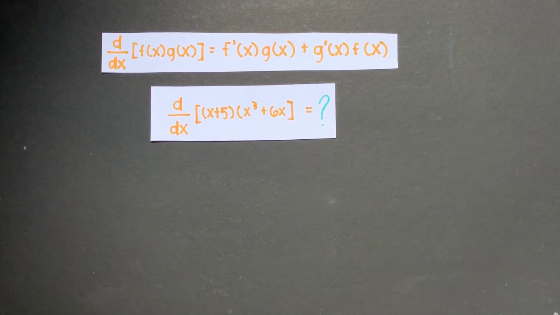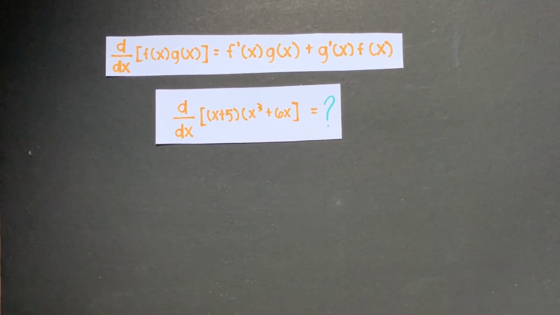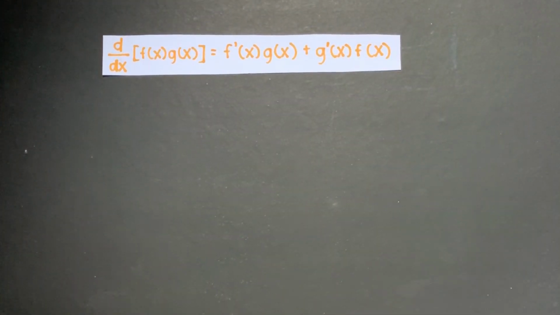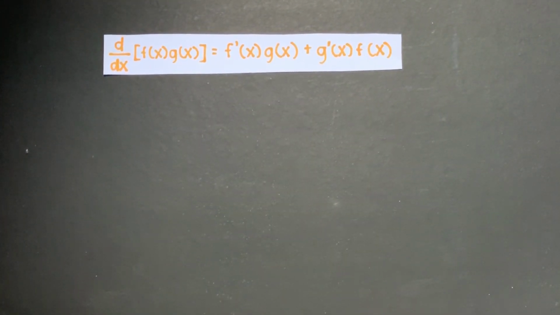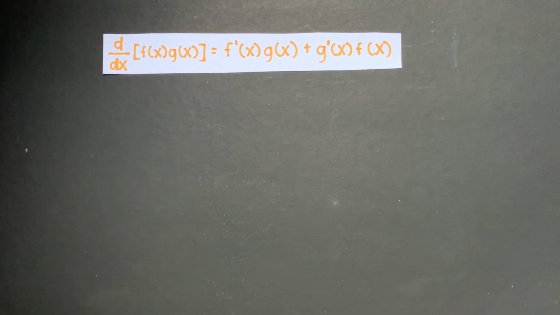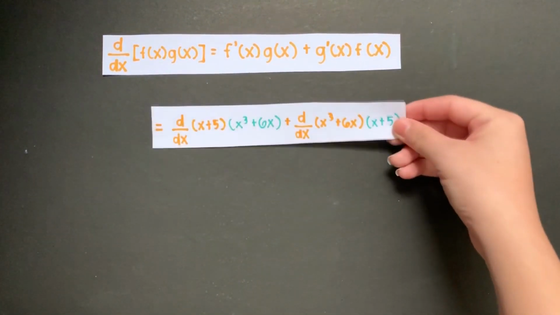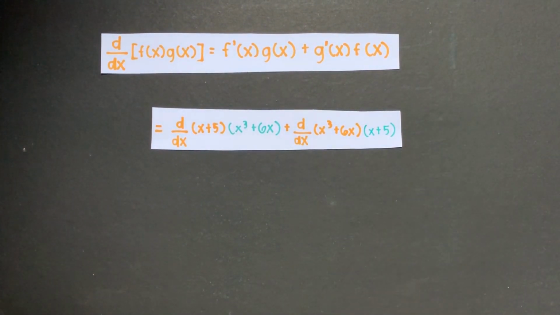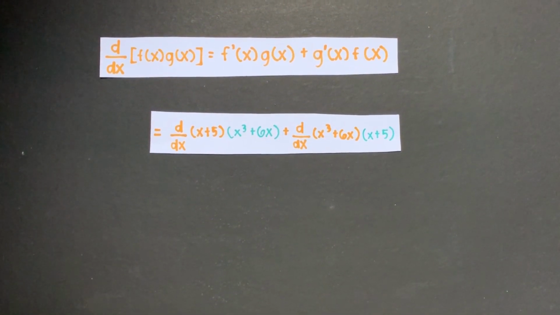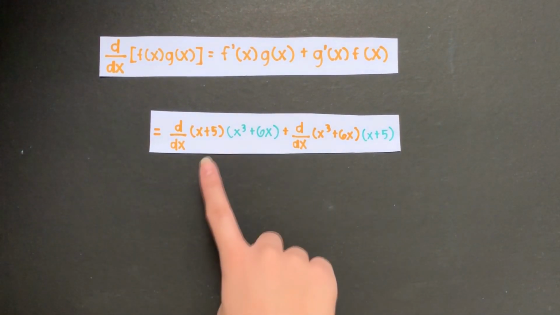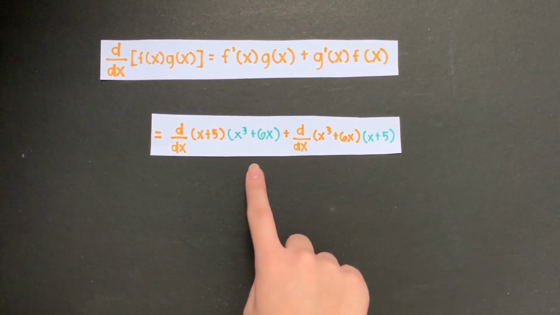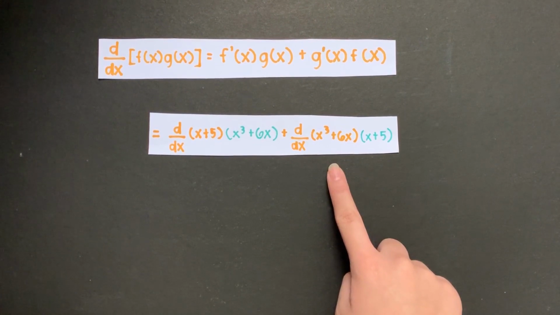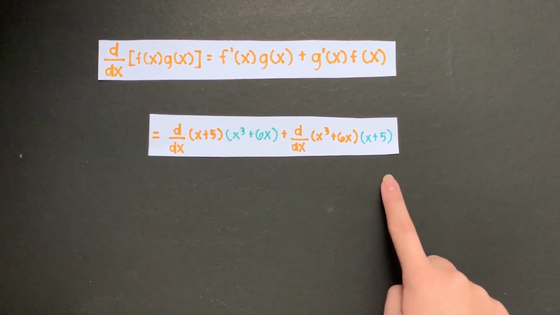So, what do we do to find the derivative? To find the derivative of the given, we need to use the product rule. So, given f prime of x times g of x plus g prime of x times f of x. So, we have first here, we will find the derivative of f of x, which is x plus 5, multiplied to g of x, which is x cubed plus 6x, plus the derivative of g of x, which is x cubed plus 6x, times f of x, which is x plus 5.